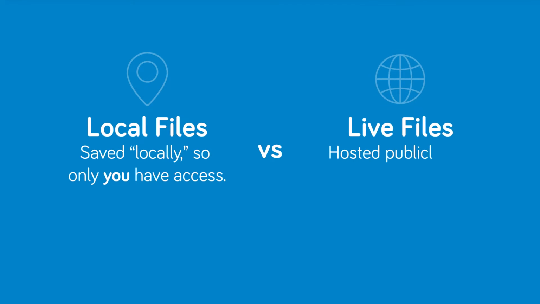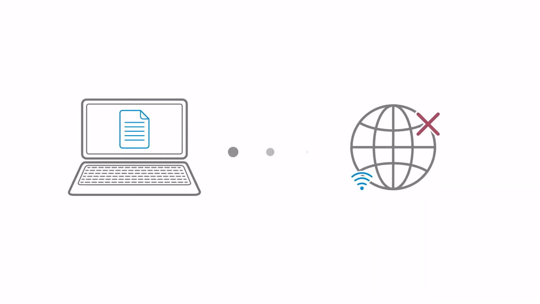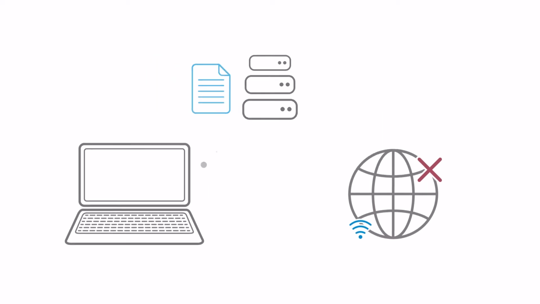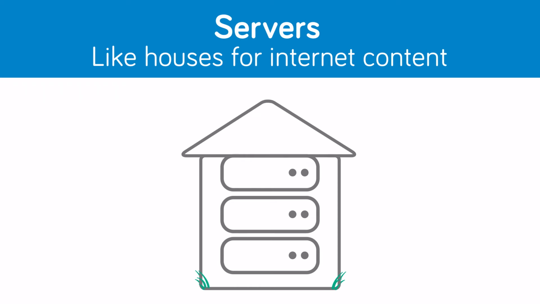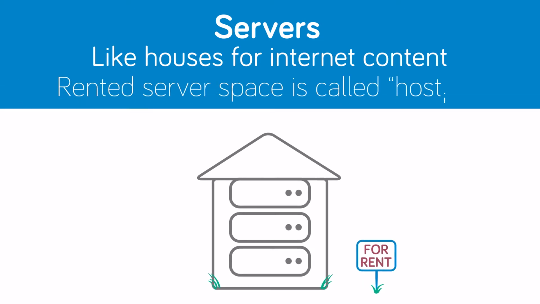Conversely, files that are publicly viewable on the web are considered live. To make files live, you have to save them to a server. You probably remember that servers are houses for internet content. Most people don't own their own servers. Instead, they rent space on one, just like you might rent a house from a landlord. Rented server space is called hosting.